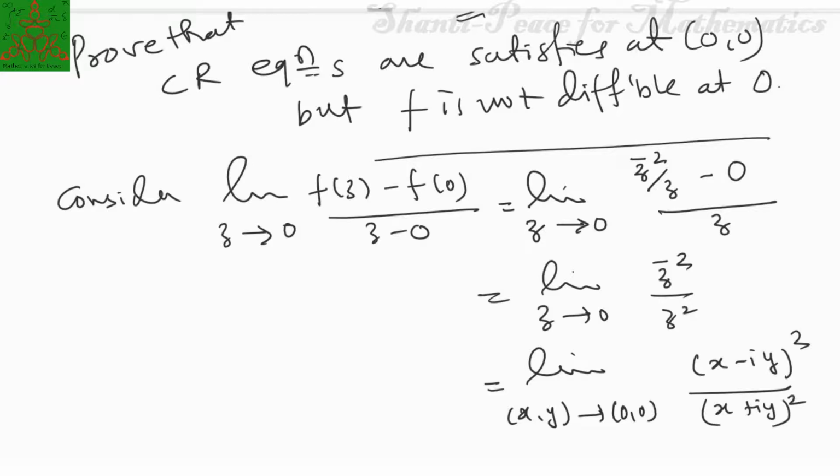Now here the question is to prove that it is not differentiable. That means this limit does not exist, that you have to show. So you can show it by choosing some path.